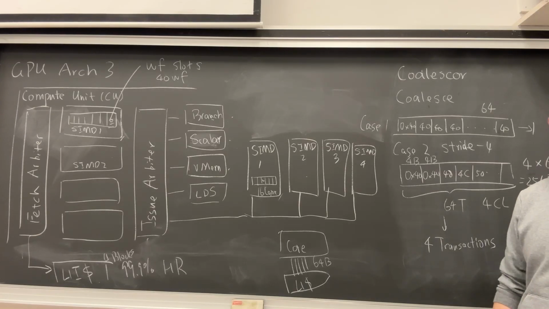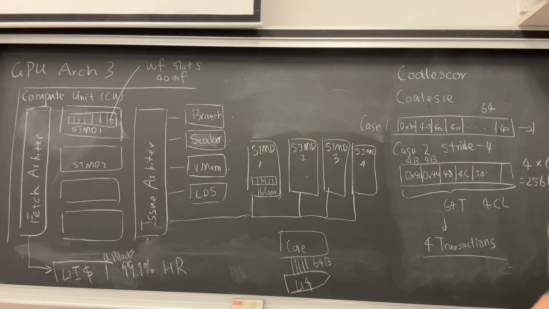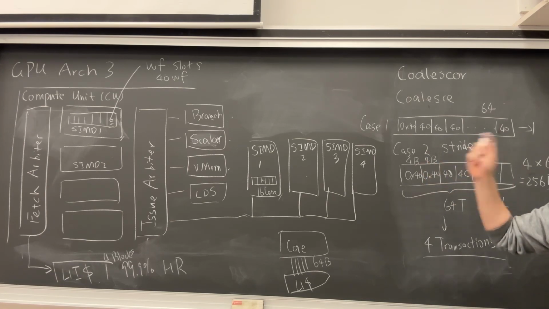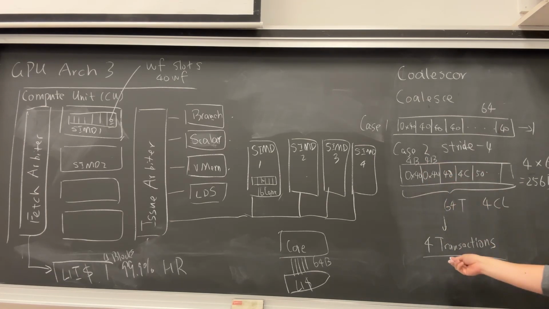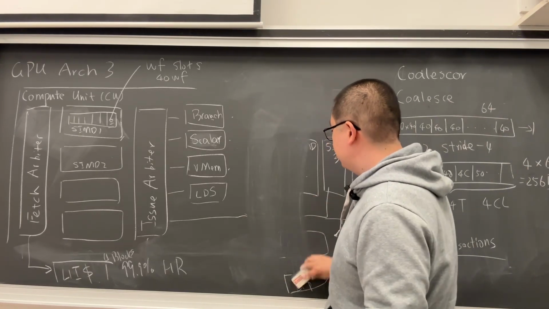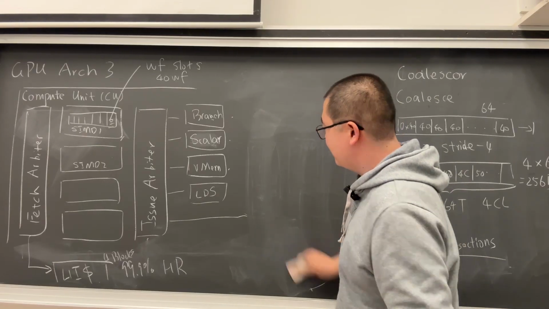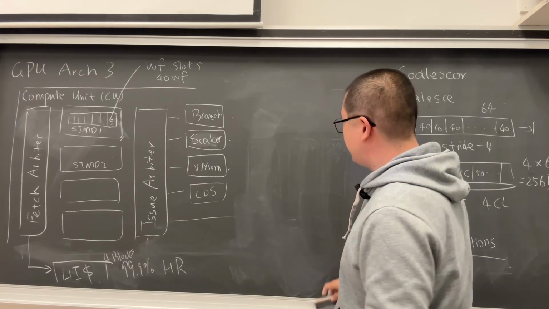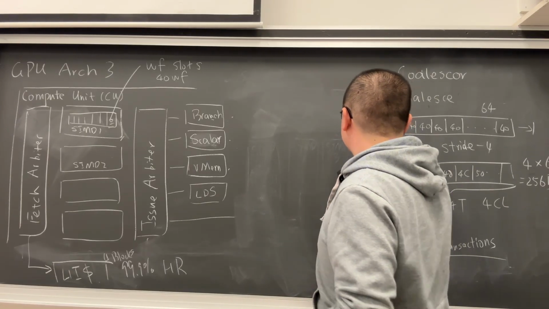Okay, 4 transactions. That's pretty good. We're reducing by 16-fold, right? We're starting from 16 transactions if we don't do coalescing, then after coalescing, we only need to send 4 transactions. Okay, let me erase this part. SIMD doesn't matter for memory, so I can use this part of the blackboard.